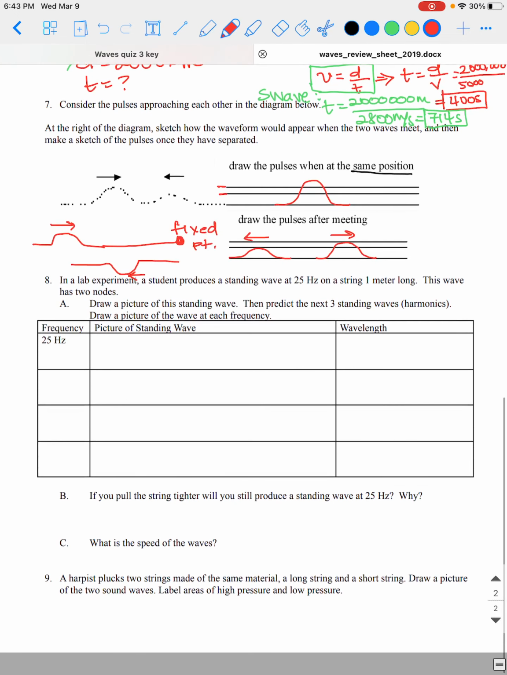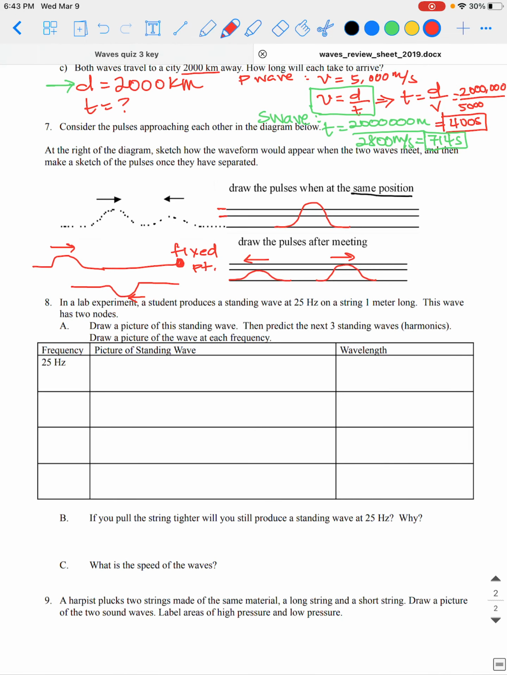So in a lab experiment, a student produces a standing wave of 25 hertz on a string that is 1 meter long. So this is the length and this is the frequency. This wave has 2 nodes. Draw a picture of this standing wave, then predict the next 3 standing waves. Draw a picture of the wave at each frequency.